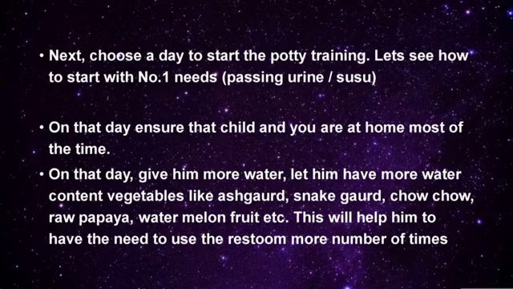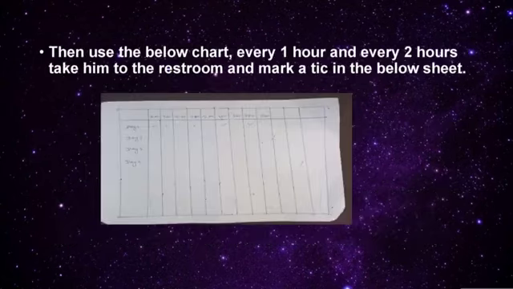Next, choose a day to start the potty training. Let's see how to start with number 1 needs. On that day, ensure that the child and you are at home most of the time. On that day, give him more water. Let him have more water content vegetables like ash gourd, snake gourd, and watery fruits. This will help him to have the need to use the restroom more number of times.